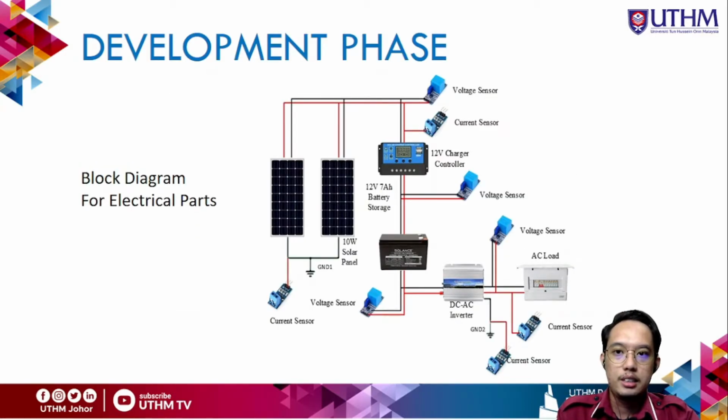So this is a development phase for the PV system project. Block diagram for the electrical part: solar panel, charge controller, battery storage, and DC-AC inverter are connected to several sensors such as voltage sensor, current sensor, and temperature sensor. So these sensors will read the current and voltage that flow from the source of the solar panel to the load.